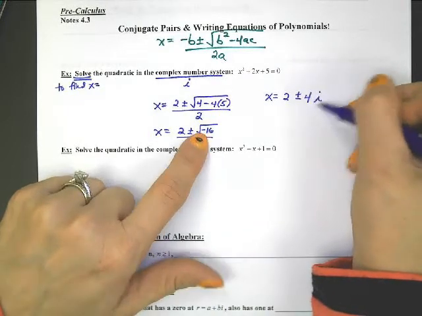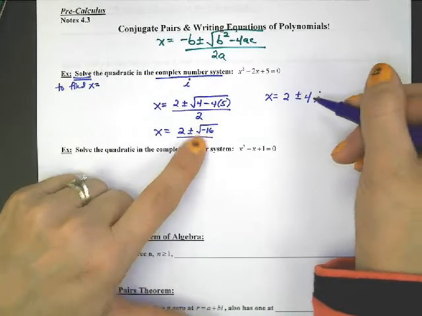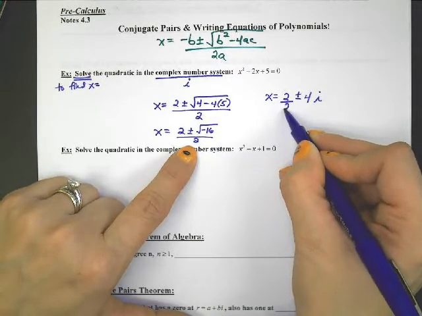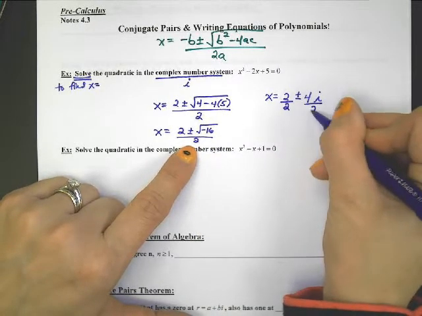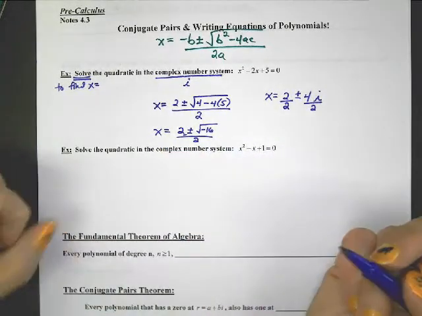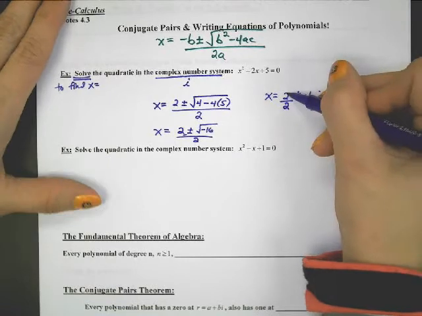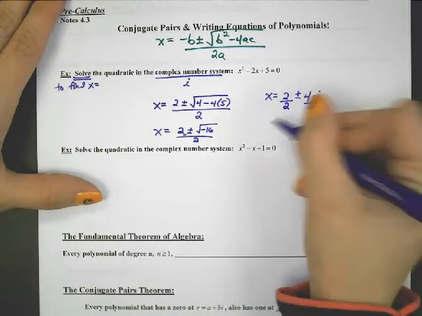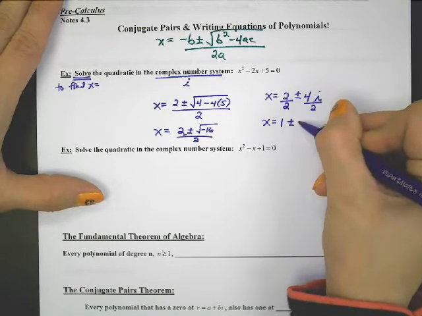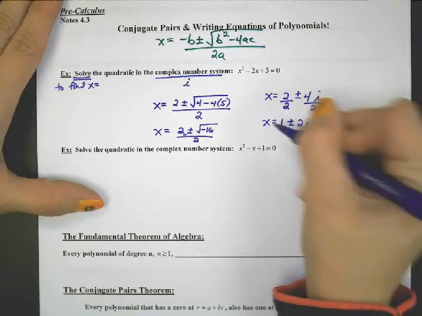Okay, so step 1, simplify the radical, and now I'm going to give them each their own denominator of 2. The first term gets divided by 2 as well as the second term. All over 2a, they each get the 2. You can see how this is going to help a lot of people cancel. Okay, a lot better here. 1 plus or minus 2i.